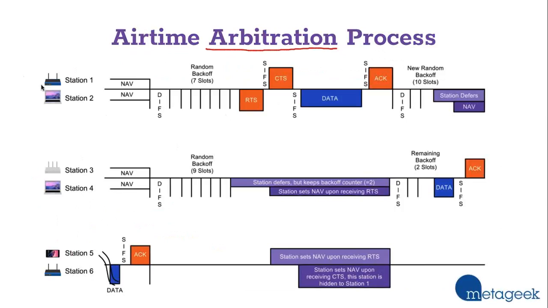So what we've got here is a whole bunch of wireless stations. Now remember, a wireless station can be either an access point or a client. It doesn't really matter in this case.